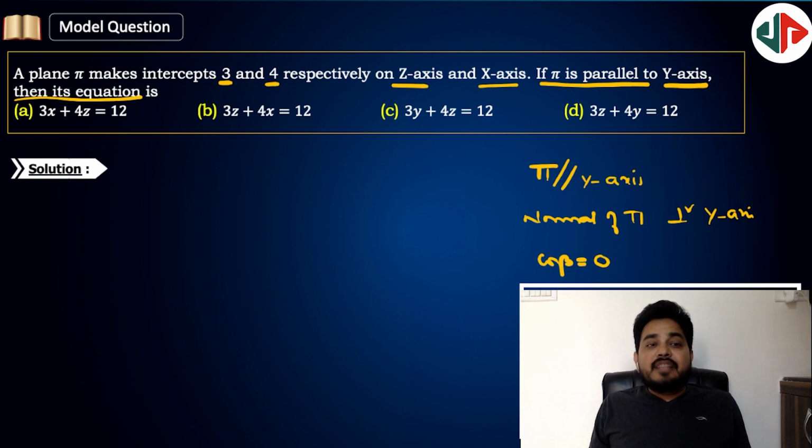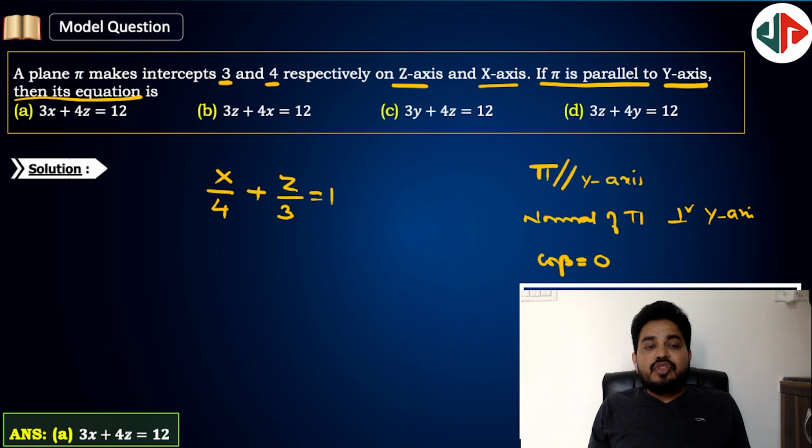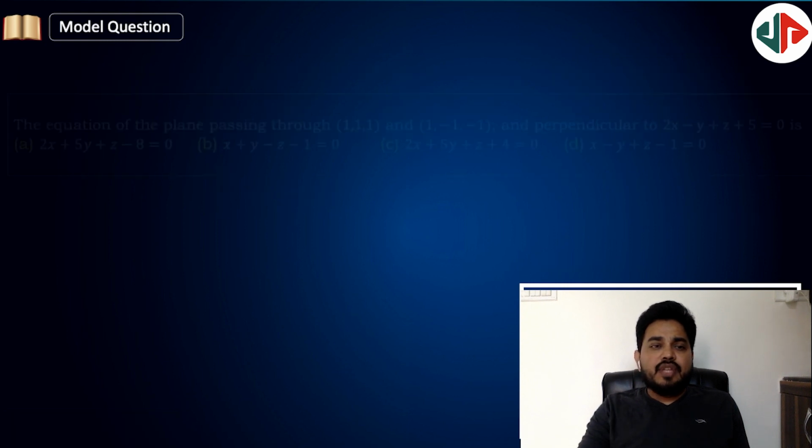So cos beta, that part will not be there. So here, what happens? The x-intercept is 4 and the z-intercept is 3, so x/4 + z/3 = 1. The answer is 3x + 4z = 12. Next question.